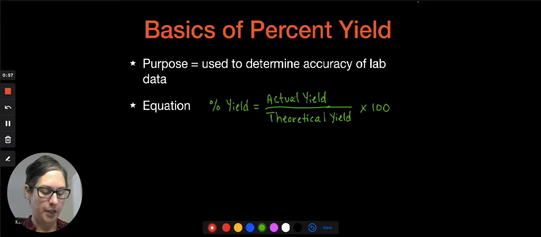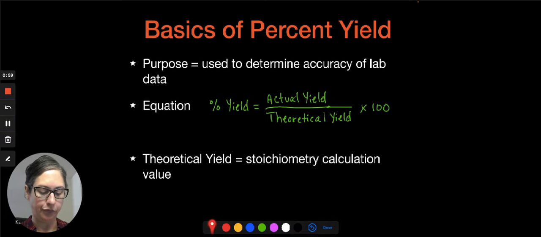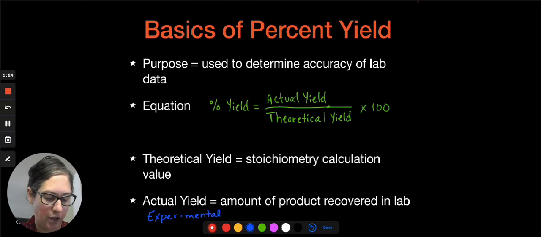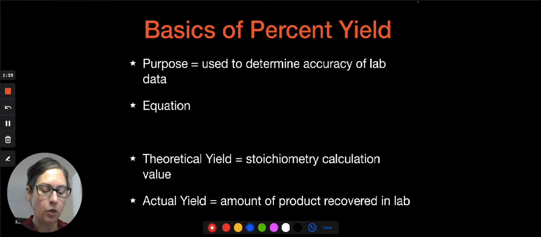Okay. And so that's the equation that we use, and we need to define a little bit of what these terms mean. The theoretical yield is the stoichiometric calculation value of what we would expect to get from the lab. And the actual yield is the amount of products that we actually are able to recover in lab. I think of the actual yield as our experimental. Especially when we are doing lab work, that's the term that I think is a little bit easier to understand.